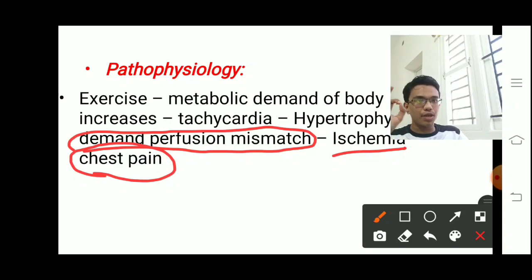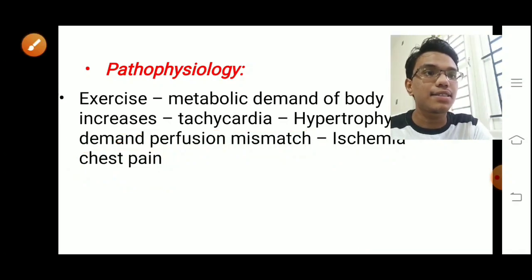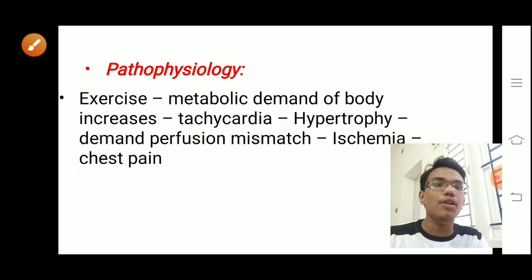Due to exercise, the metabolic demands of the body are increased, and as this increases, the heart needs to satisfy this demand, so it undergoes tachycardia as well as a little hypertrophy. To satisfy the cardiac myocytes, the blood flow has to increase, but it is not increasing as some atherosclerotic plaque is obstructing the blood vessels. So it undergoes ischemia, that is, demand perfusion mismatch occurs and ischemia, followed by which the patient experiences chest pain. Got it? This is the pathophysiology behind stable angina, why the patient experiences pain only on exertion and not at rest.